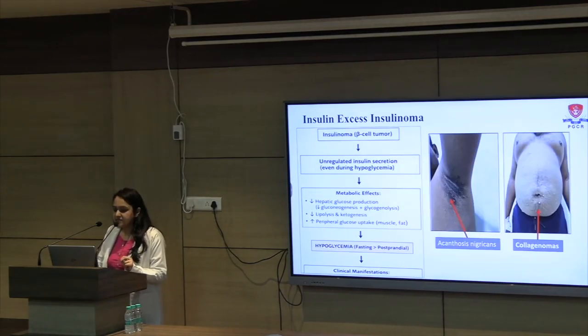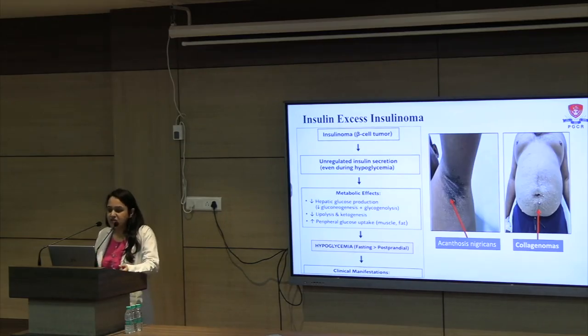Now, insulin excess. So, insulinoma is a beta cell tumor causing unregulated insulin secretion even in the presence of hypoglycemia. And it presents with fasting hypoglycemia, which is more pronounced than the postprandial. And here we can see in the first image, the axilla shows acanthosis nigricans indicating insulin resistance. In the second image, we can see multiple skin colored nodules over the abdomen, which are collagenomas.